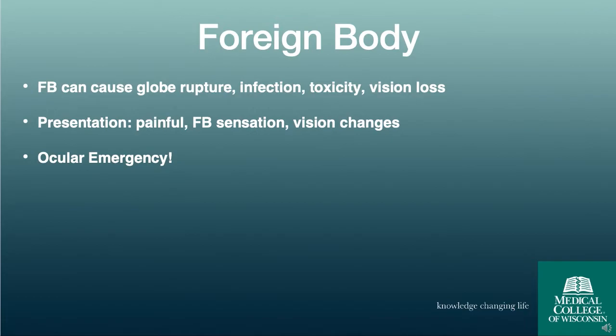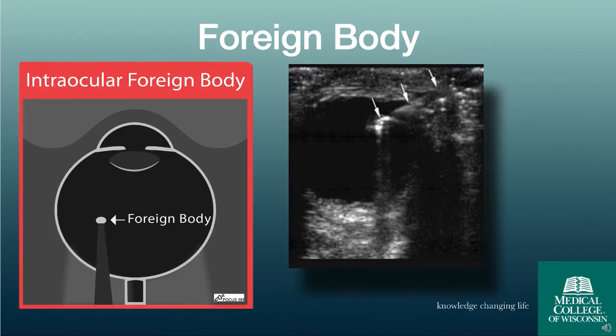Next is foreign bodies. So this will be a painful foreign body sensation in the eye with vision changes. It can be dangerous because it can lead to globe rupture, infection, toxicity, and vision loss. And this is also an ocular emergency.